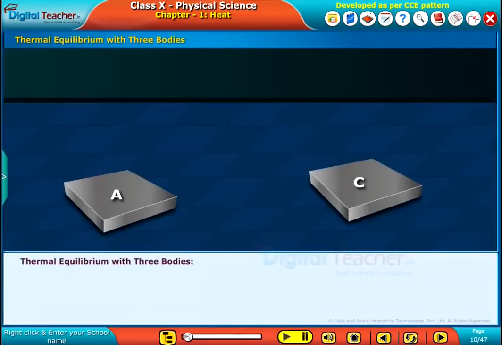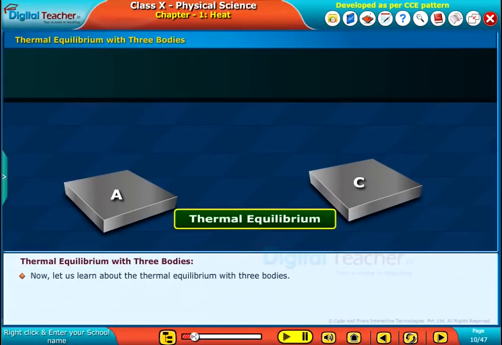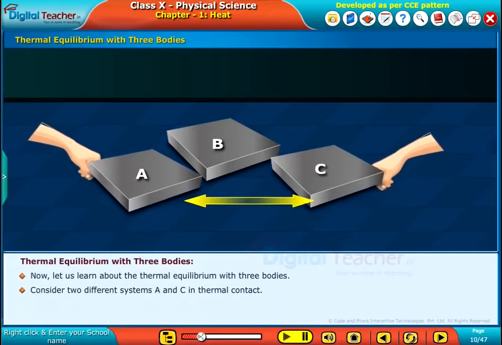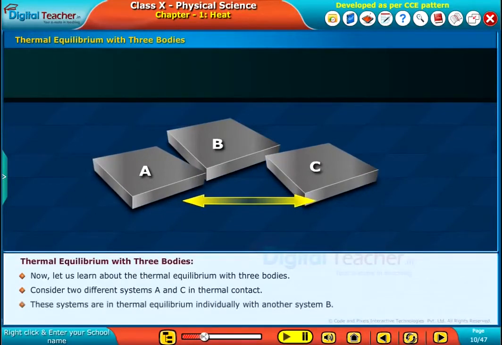Thermal equilibrium with three bodies. Now, let us learn about the thermal equilibrium with three bodies. Consider two different systems A and C in thermal contact. These systems are in thermal equilibrium individually with another system B.